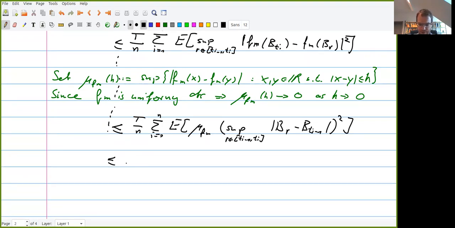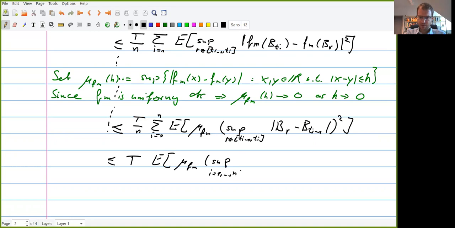At first, okay, two steps. So first we estimate each summand by the maximum of all summands. That's fine. So we lose an n, and we get here the modulus of continuity of the supremum over all these time intervals, and then the supremum over all r in t_{i-1}, t_i of the difference, and then this all squared.